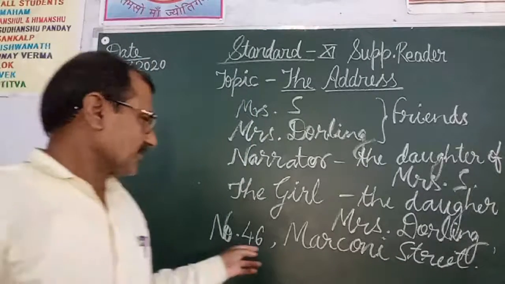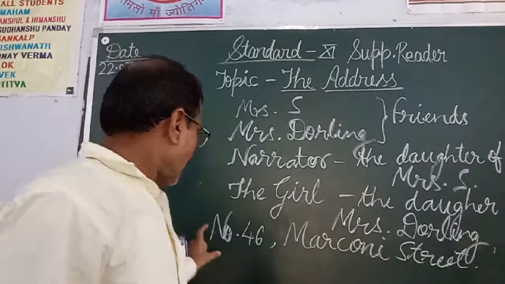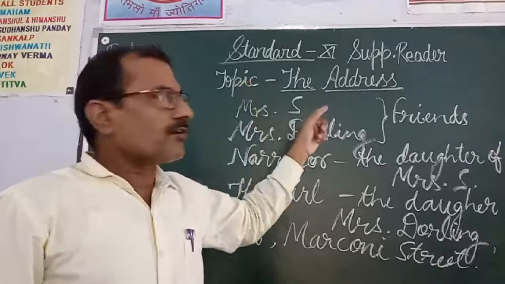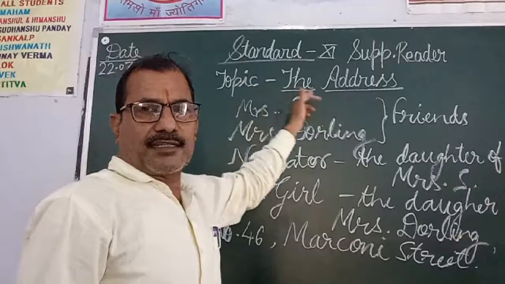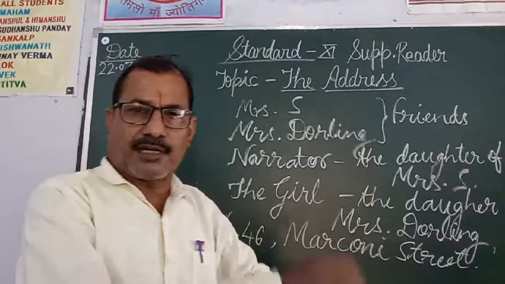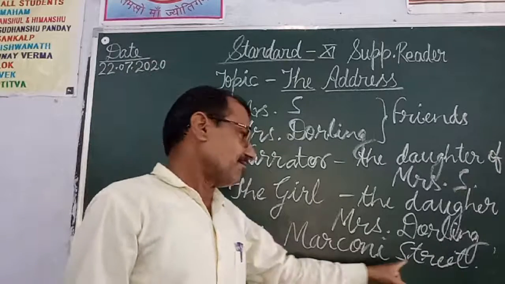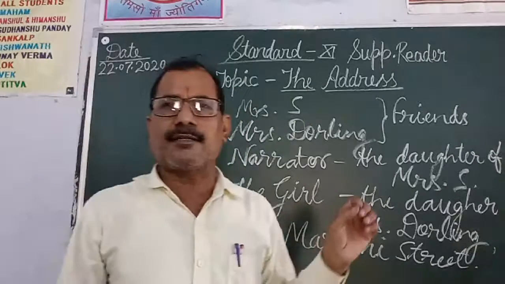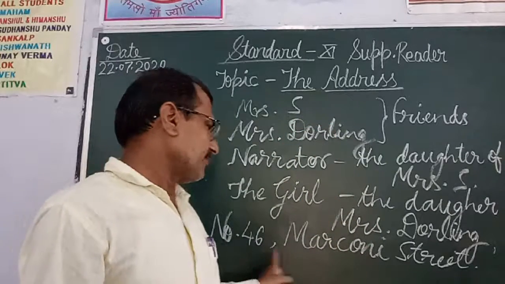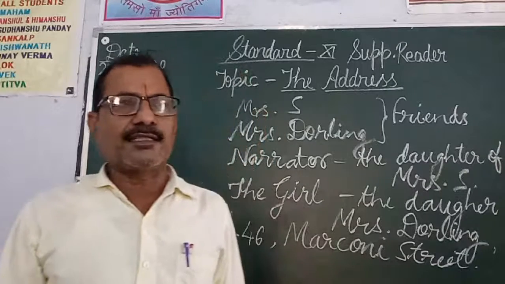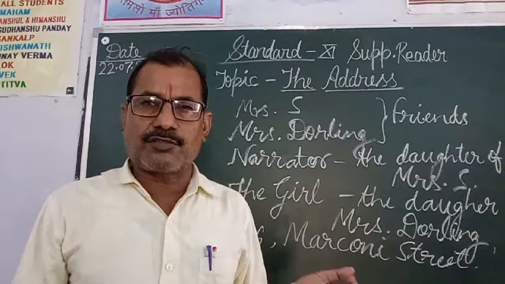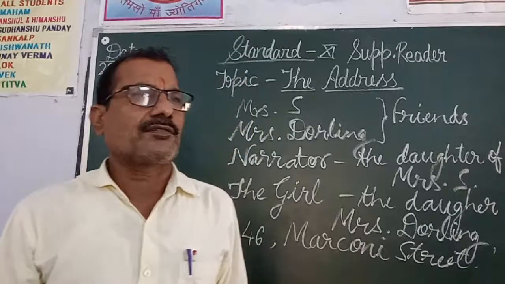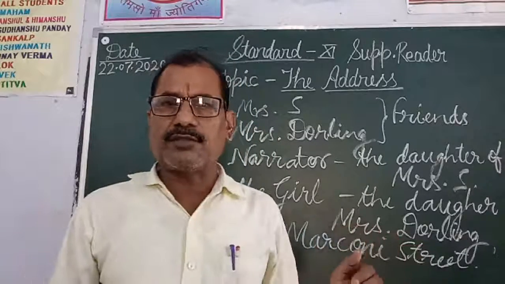Number 46, Marconi Street. This is the address of Mrs. Darling. And on the basis of this address, the writer Margaminko has given the title of this chapter, The Address, because the whole story moves around this address, number 46, Marconi Street. My dear friends, when an idea came in her mind, she went to this address, number 46, Marconi Street, and she reached the house of Mrs. Darling, and when she stepped up and knocked on the door, she saw that Mrs. Darling came out and opened the door.